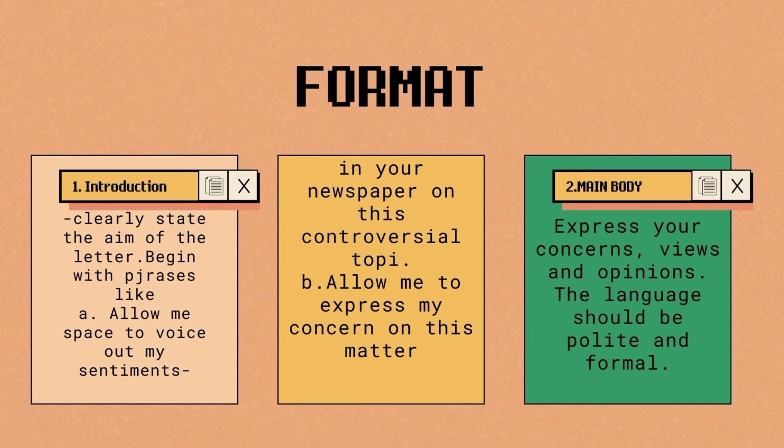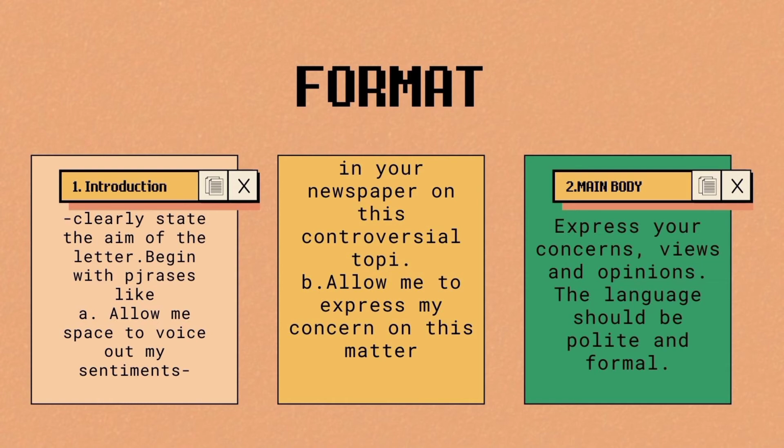Let us say you are writing about abortion. Abortion must not be legalized. You say reference, abortion must not be legalized. You simply write the subject matter. Now, after that, you go to your introductory paragraph.